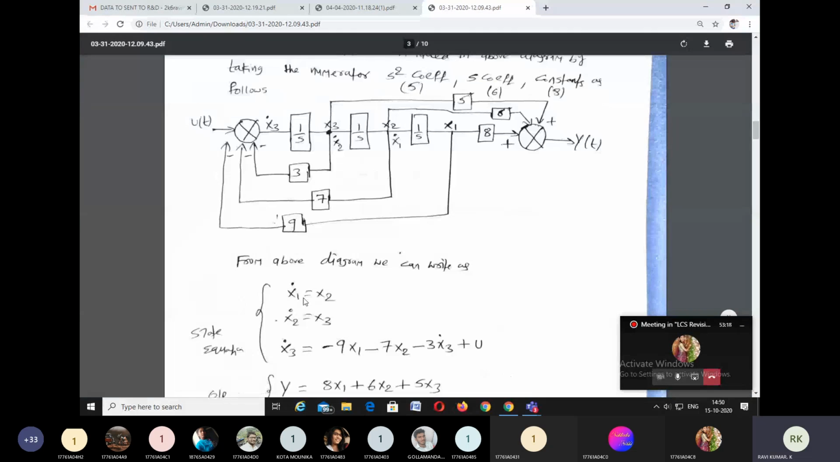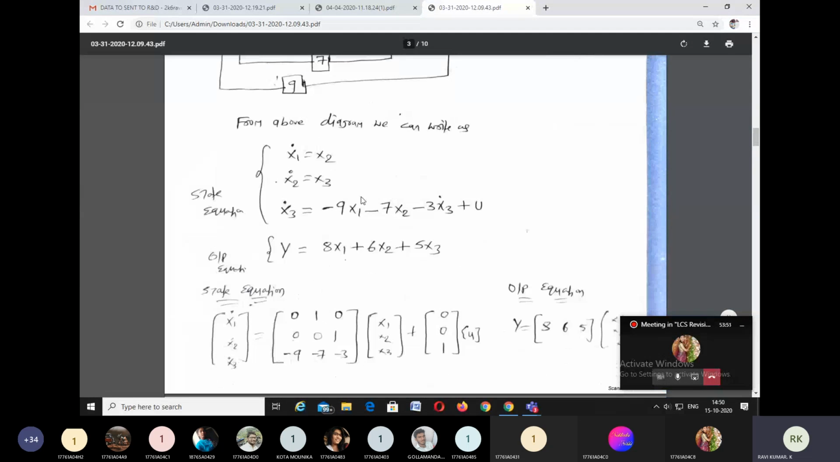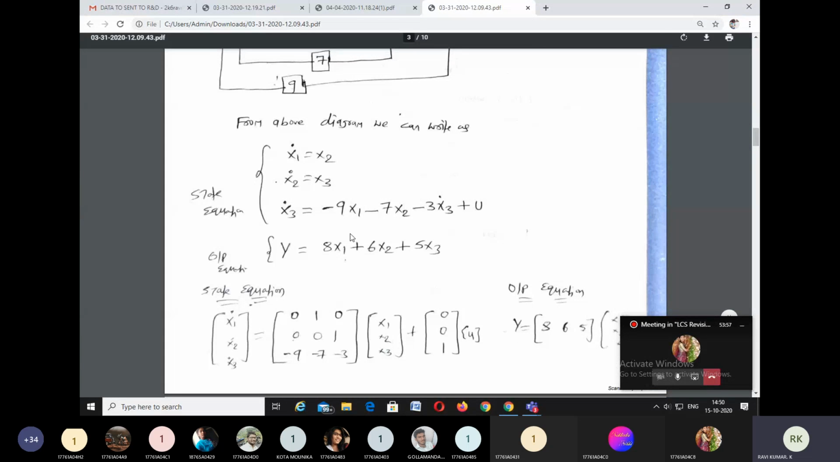And what are the state equations? The state equations are x1 dot is equal to x2, x2 dot is equal to x3. And what about x3 dot? x3 dot is nothing but the output of this adder. That is, x3 dot is equal to minus 9 into x1, minus 7 into x2, minus 3 into x3. From this diagram, I am writing these three equations. Using these three equations you can write the state space model, and by the other equation you can write the output equation.